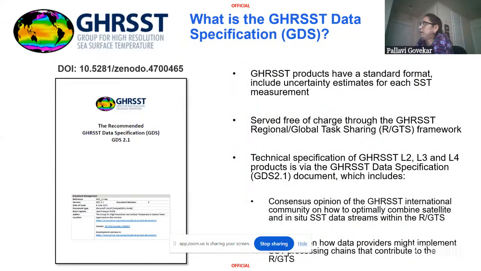All GHRSST products have a standard format, as Pia explained, and include uncertainty estimates for each SST measurement on a pixel level. They are served free of charge through the GHRSST Regional Global Task Sharing Framework. Currently, there are hundreds of SST products provided in level 2, 3, and 4 formats as specified in the GDS documents.